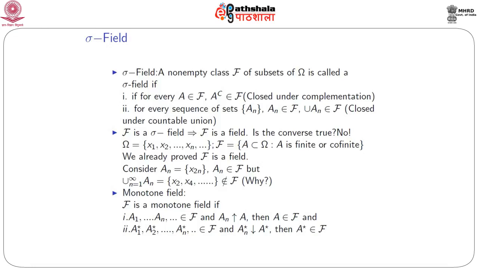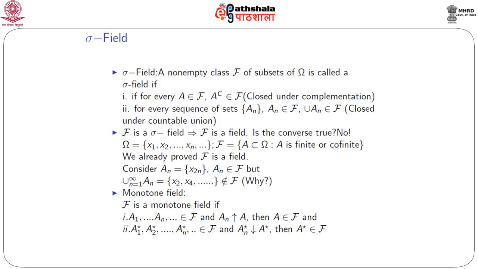The question is why? Because this set is neither finite nor cofinite. It is an infinite set. It is not cofinite because if I take the complement of this set, I will be taking the odd elements x1, x3, x5. Once again, this is not finite, this is an infinite set. So that means even if script F is a field, it is not a sigma field.